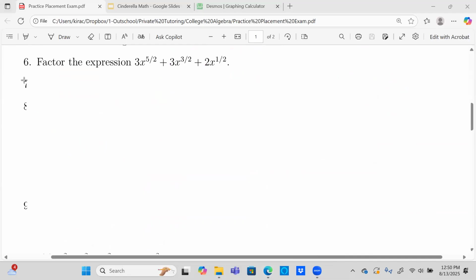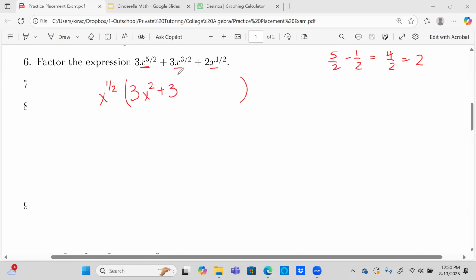That is tricky with all those exponentials. So this one we have x to the 5 halves, x to the 3 halves, x to the half. So they share in common x to the half. And now take that out. So you would still have 3, and then you subtract out what we took out. So you're going to do 5 halves minus a half. So that's 4 halves, which is 2. So that'll be x squared.